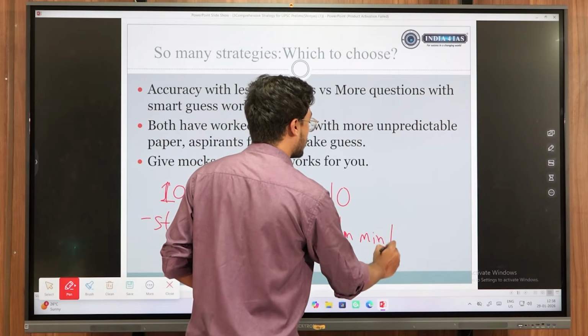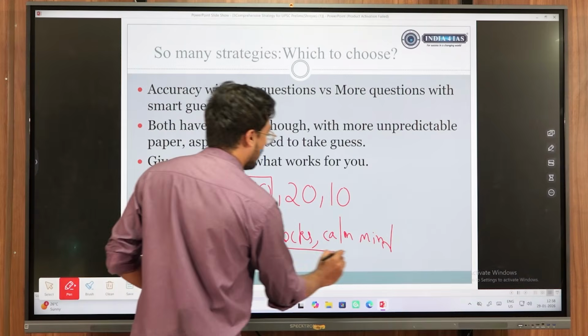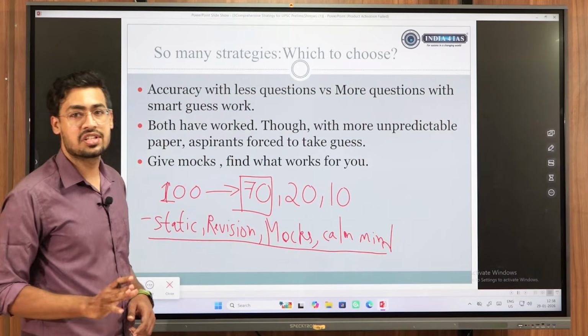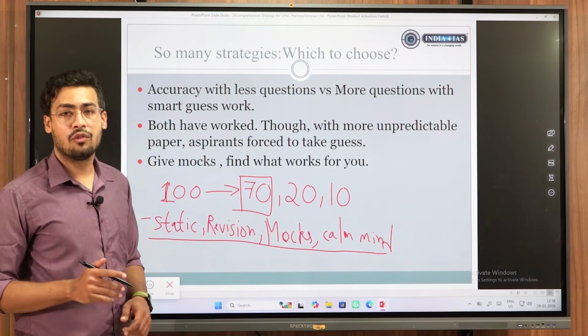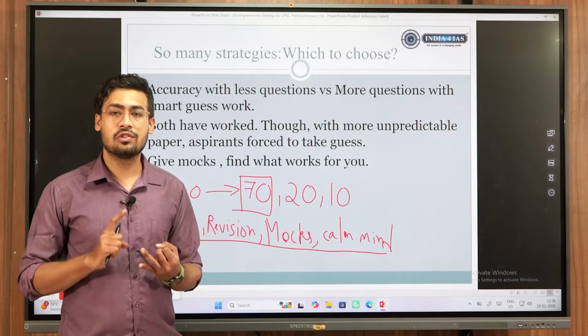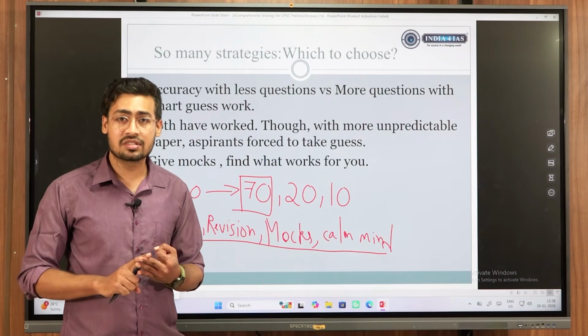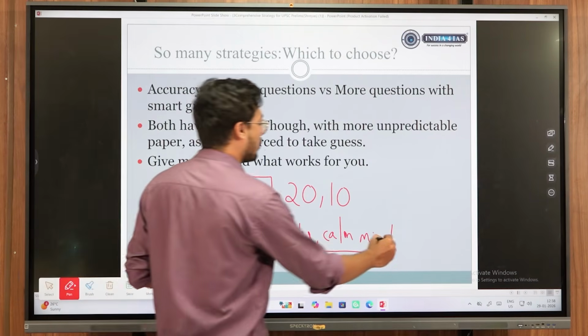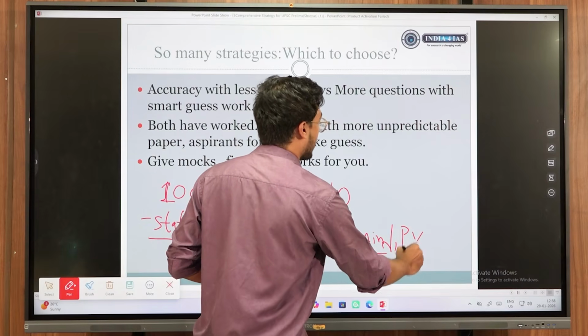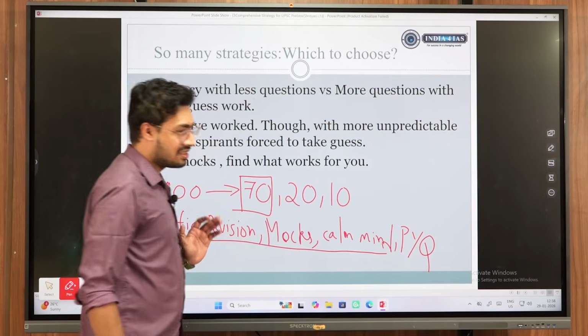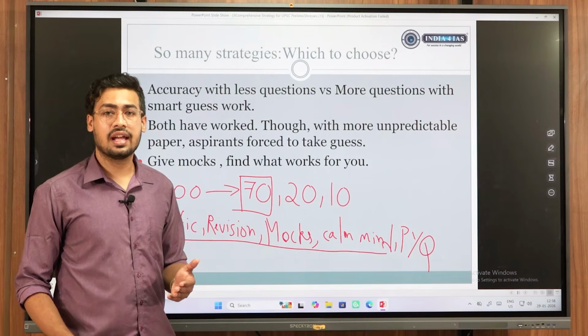This is what has worked for most of the aspirants, and if you want the safest strategy in the market, then this is the one. We study static well, we revise it well, we give a good number of mocks, then we do PYQ analysis. This is another most important thing which I forgot to tell: PYQ. So these are the things which most of the toppers have done and it has worked for them.